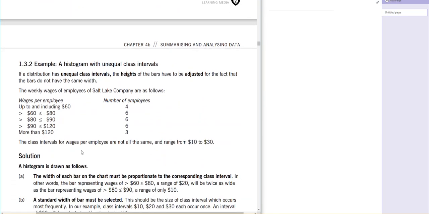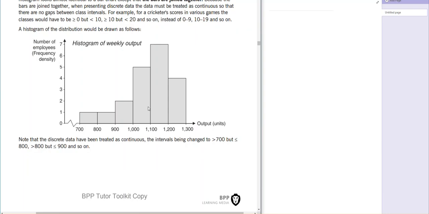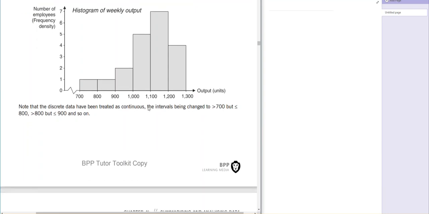Like we have data here, we have 60 to 80, we have a 20 interval, then we have a 10 interval, then we have a 30 interval, and then we have more than 120, where we don't have any interval at all. So if we represent it the same way, it would not be consistent.